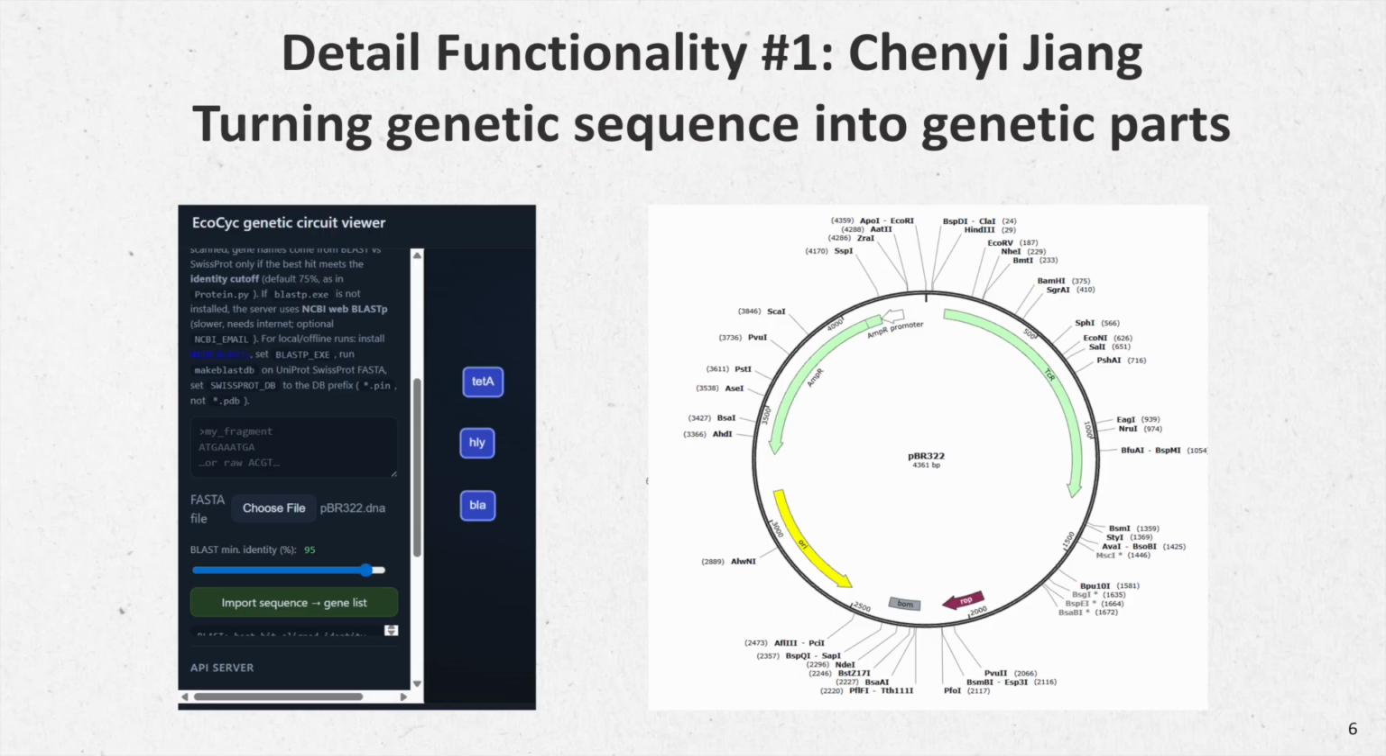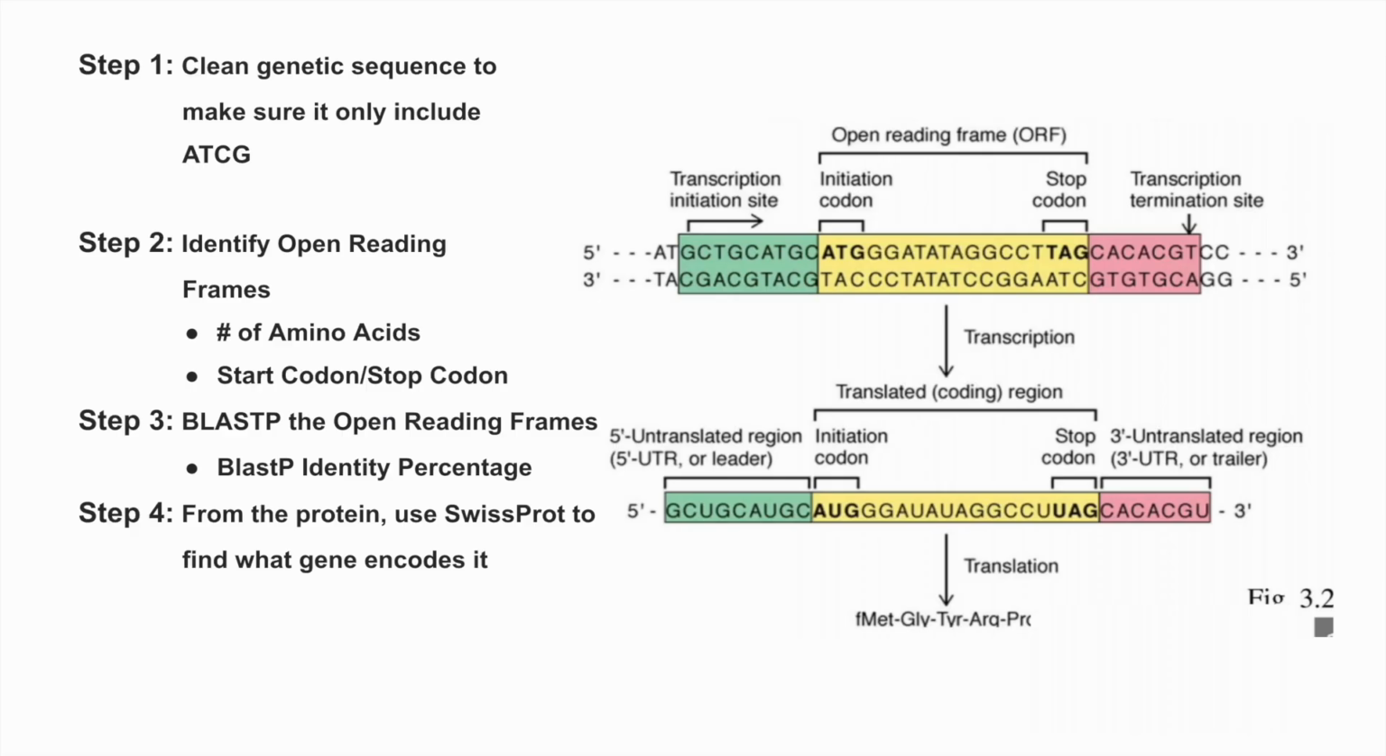Then from the BLAST, it will return us the gene name. The BLAST also returns an identity score for the gene to show how likely it is for the suggestion to be correct. For example, here, step 1 is we will get a clean genetic sequence that only includes A, T, C, and G.